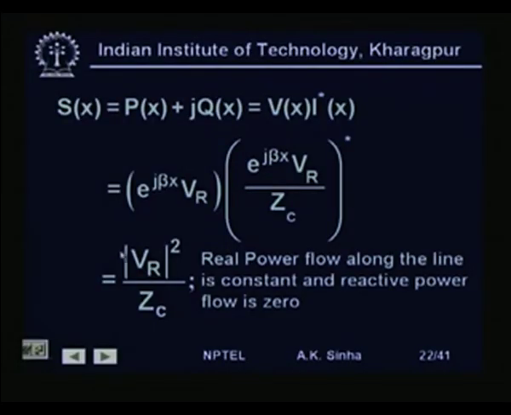In this relationship, the power flowing is proportional to the square of the voltage. So, if you are doubling the voltage, you are able to transmit 4 times the power, and so on.